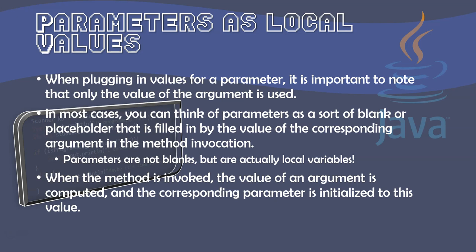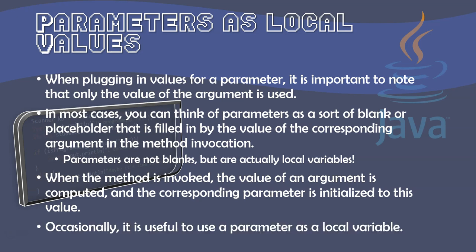So when the method is invoked, the value of the argument is computed, and the corresponding parameter is then initialized to this value. And it is occasionally useful to have a parameter treated as a local variable, because then we might be able to use that within the body of our method.